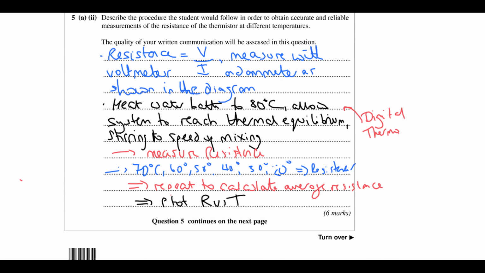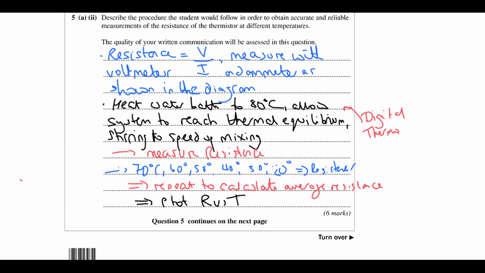So in terms of how we would go about getting values of temperature and resistance, we're going to want to set up the circuit we've got above, so we can get values of resistance by measuring potential difference and current and using Ohm's law to determine resistance. So that's what you can see here, and we're going to set them up as we've shown.